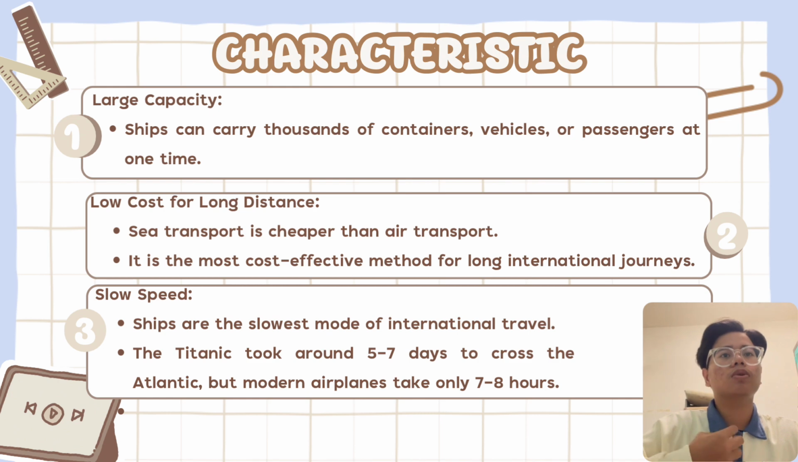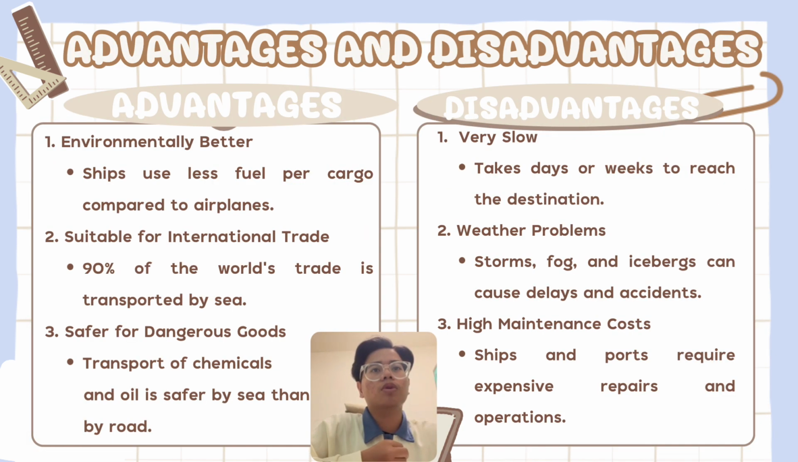Ships can carry thousands of containers, vehicles, or passengers at one time. The second one is low cost for long distances. Sea transport is cheaper than air transport, and it is the most cost-effective method for long international journeys. The third one is slow speed. Ships are the slowest mode of international travel. The Titanic took around 5 to 7 days to cross the Atlantic, but modern airplanes take only 7 to 8 hours.